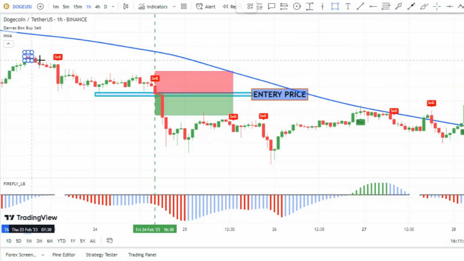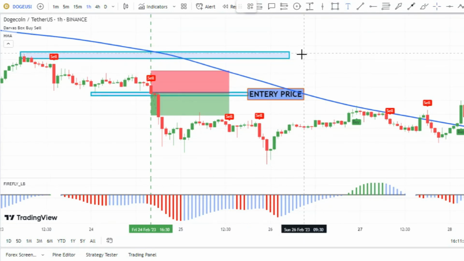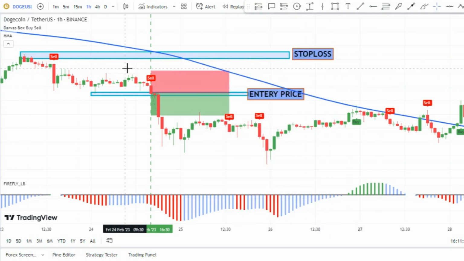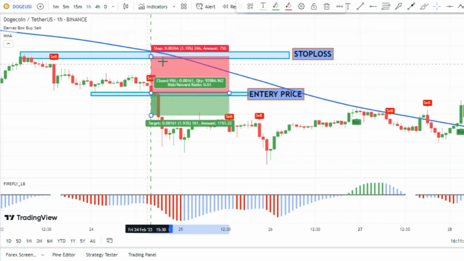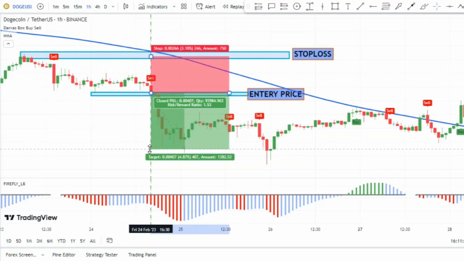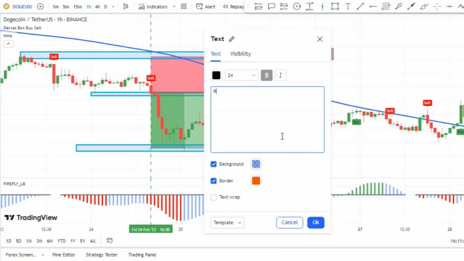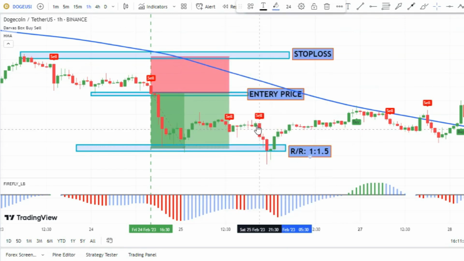Once you have entered the trade, it is important to place the stop loss above the last swing of the market to minimize your potential losses. Additionally, it is recommended to set your risk-reward ratio as 1 to 1.5 to potentially increase your profits.